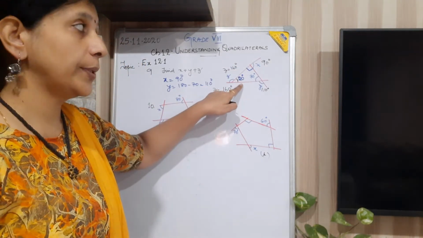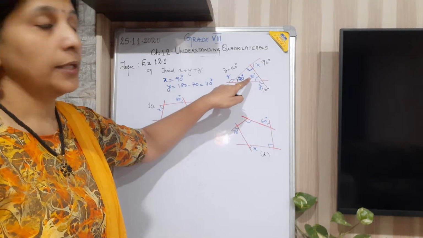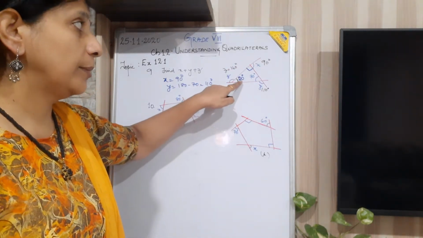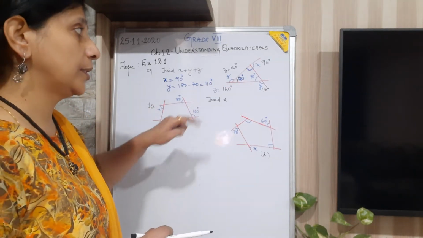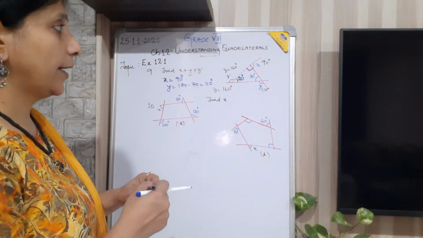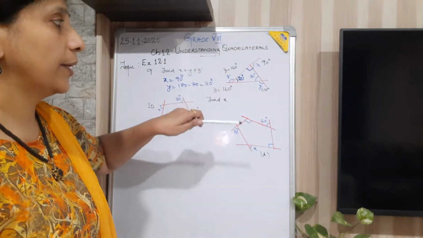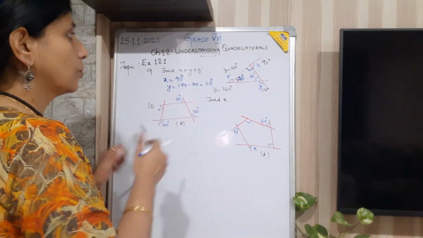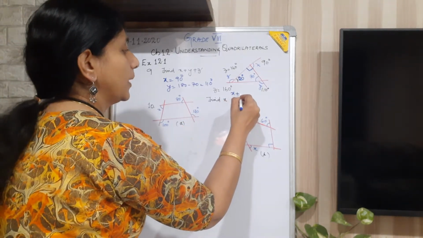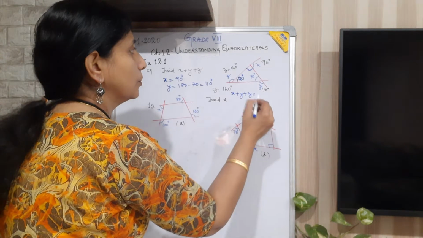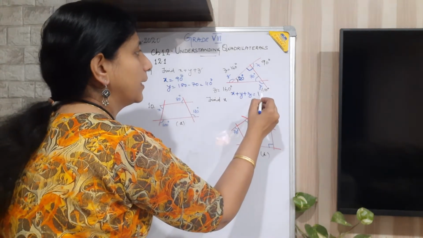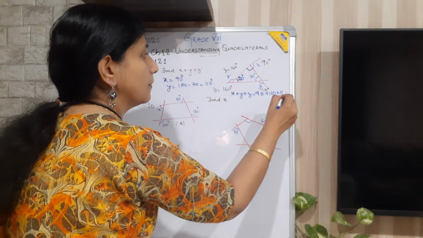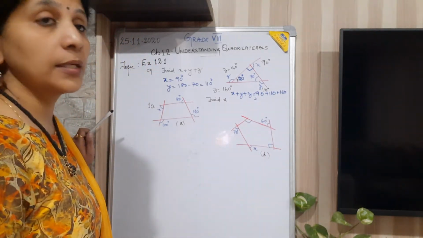How you got this as 20? 90 plus 70, it is 160. Sum of interior angles is 180. So 180 minus 160 is 20 degree. So here, or else you can add up this one. These two, it is 200. So this will be 360 minus 200. That is, so what is x plus y plus z? So x plus y plus z equal to, x is 90 plus 110 plus 160. That is 200 plus 160.